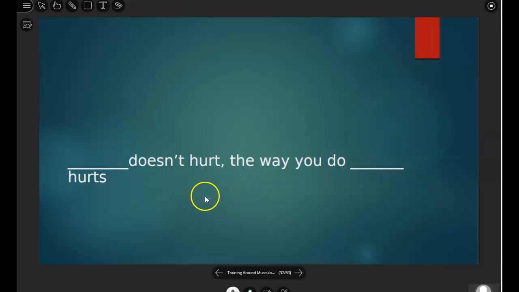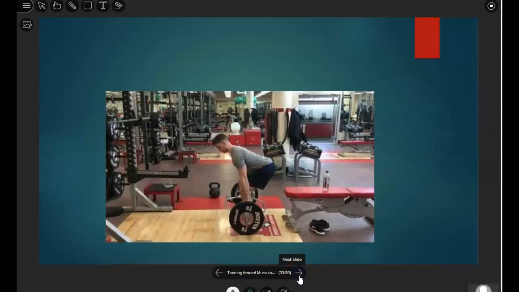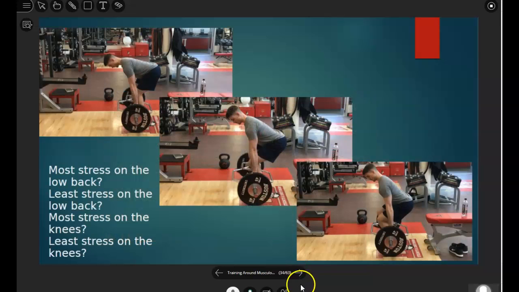If someone says, oh, squats hurt me, and then I watch them do a squat and their feet are rolling in, their knees are basically touching, okay, that makes sense. Or maybe they're just going way too heavy and not owning that entire range of motion. So blank doesn't hurt, the way you do blank hurts. These are all videos you can check out later, but here's an example.